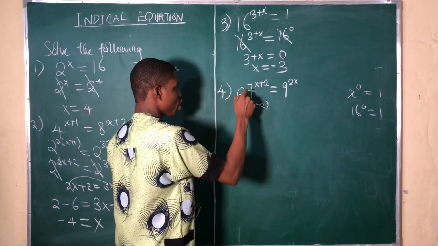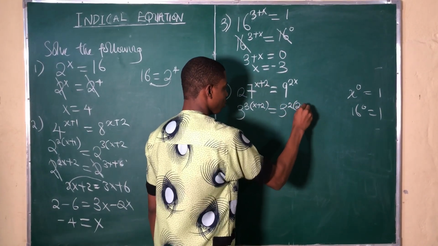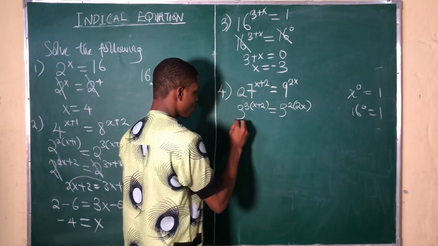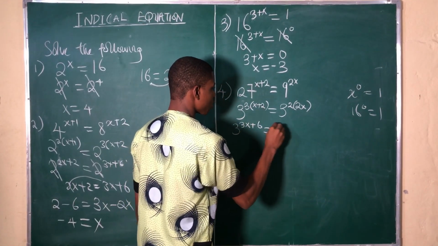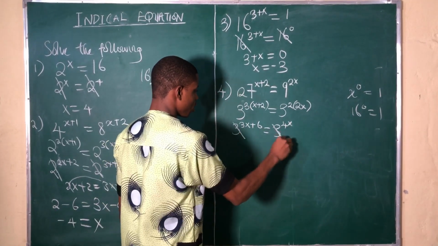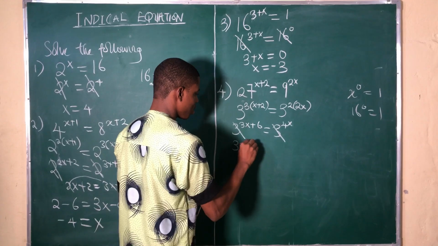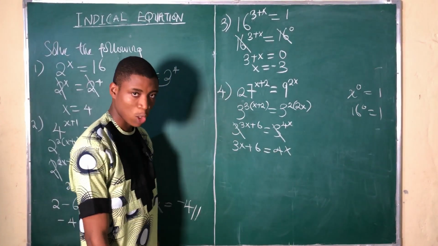Of course, 3 raised to power 3 is 27. Of course, 3 raised to power 2 is what? 9. So opening the brackets, we have 3 raised to power 3x plus 6 is equal to 3 raised to power 4x. So this will cancel this, and you have 3x plus 6 is equal to 4x. That was the concept.